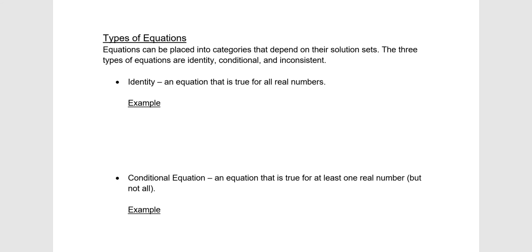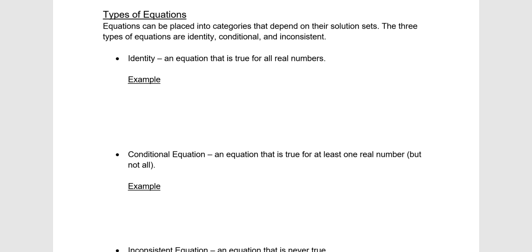Okay, so that is it so far for linear equations and rational equations and how to solve them. There are a couple different types of equations here, and we touched on it in the rational equation part. The 3 types of equations are called the identity, conditional, and inconsistent. An identity equation is an equation that's true for all real numbers.